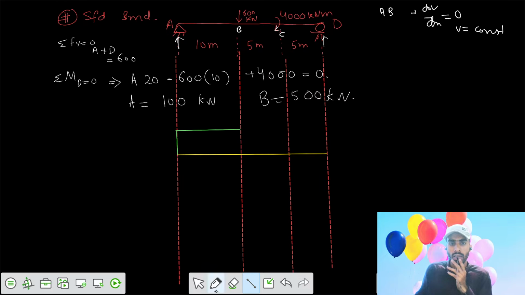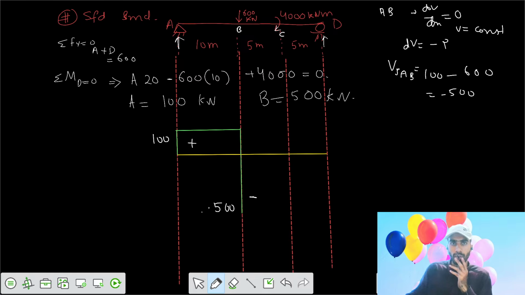Then for the point load we have dV equals minus P, that is the change in shear force. So the shear force just after B equals the shear force before, which was 100, minus P, which is 600. So you get minus 500.